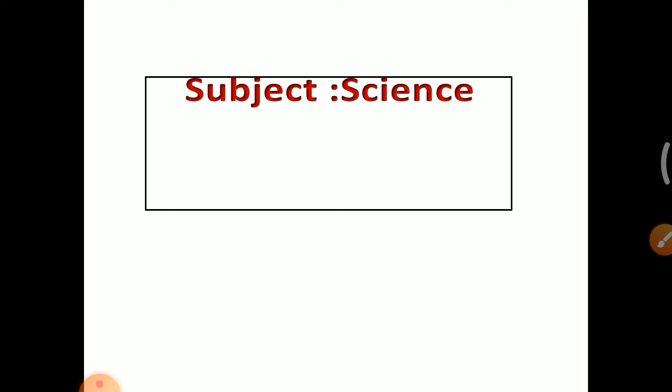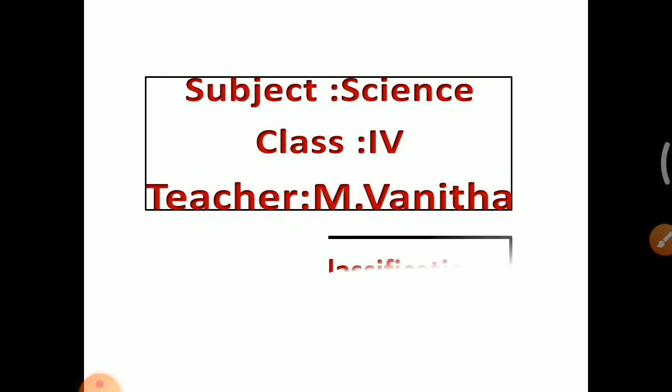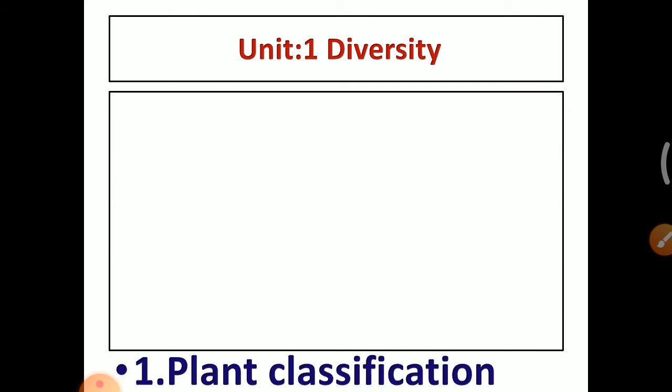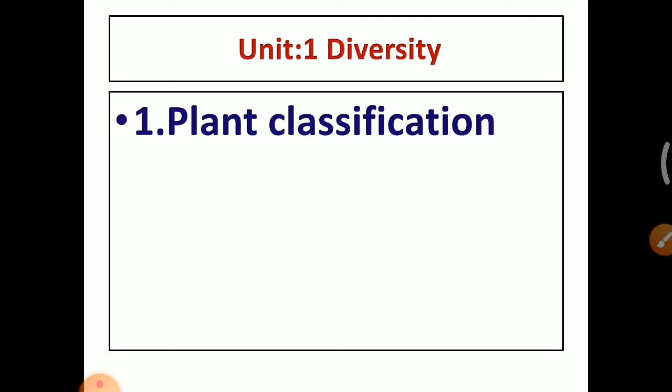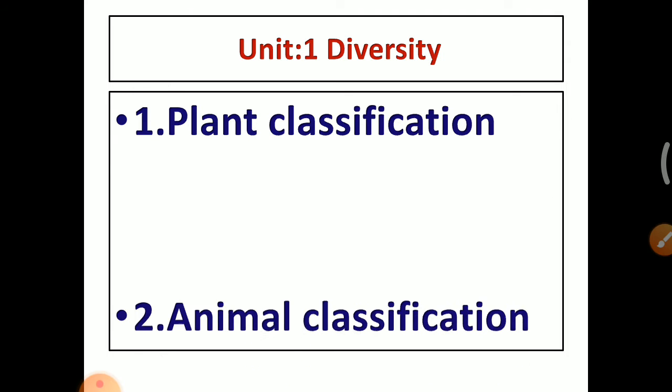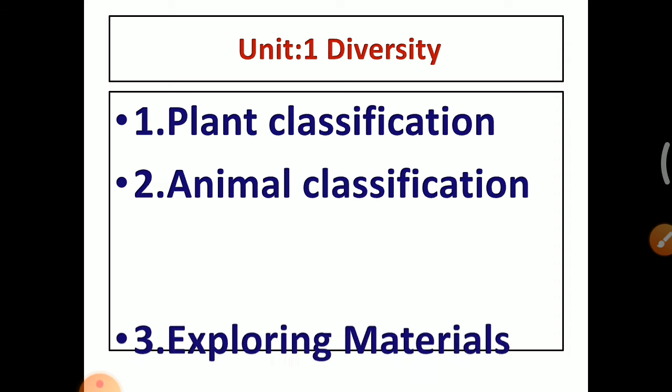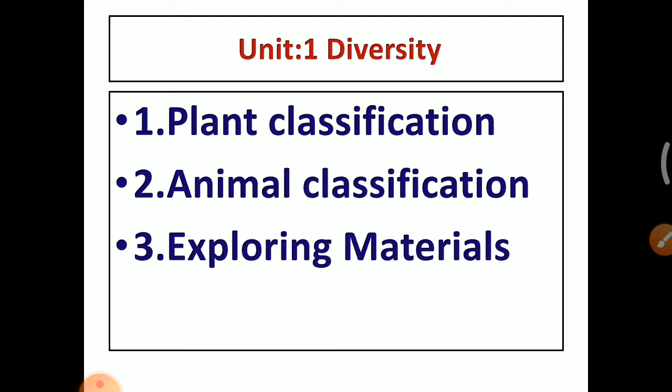Today we are going to see the subject science, class 4, chapter number 1, plant classification. Unit 1, diversity. Under this unit, there are three chapters. One is plant classification, and another one is animal classification. The third one is exploring materials.